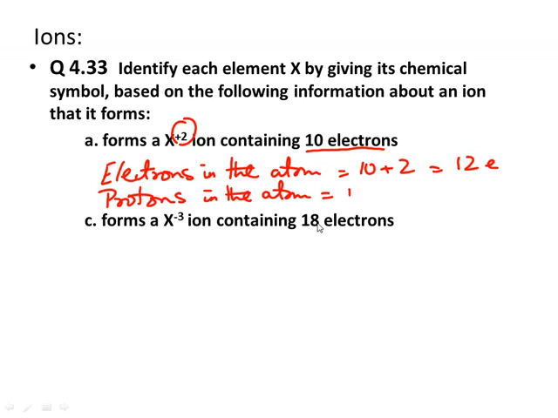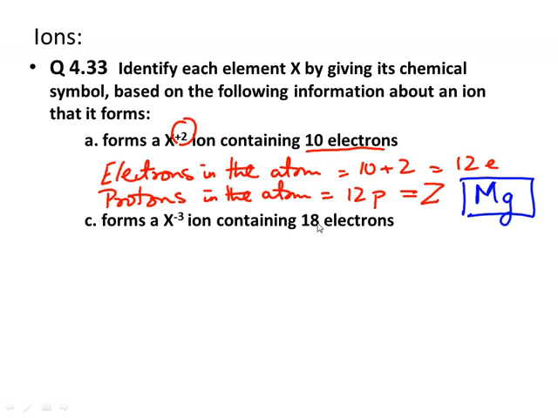And if an atom has 12 protons, that is the Z value of that atom. So once again, look at the periodic table and decide which element has a Z equal to 12. The answer is magnesium.